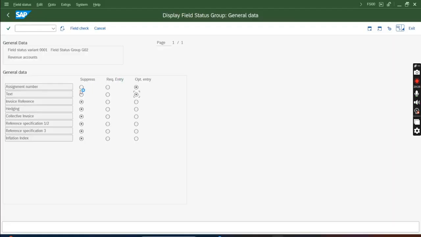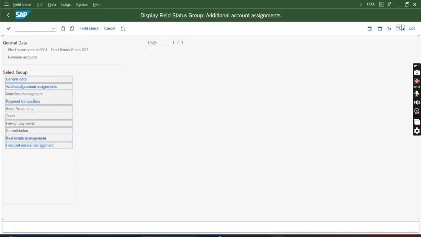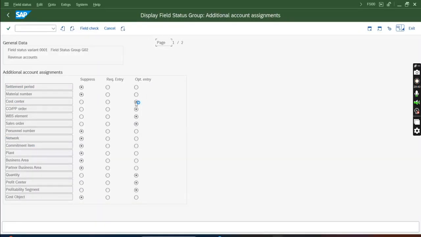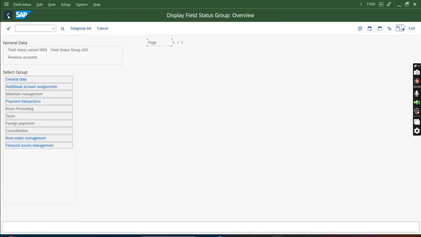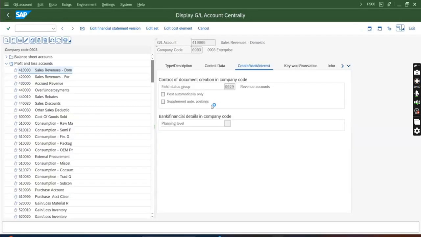Required entry is blank. And next, these 7 or 8 line item fields are hidden, suppressed. Some fields are suppressed, some fields are required, some fields are optional. For example, if I go to the account assignment data, you'll see these are optional entries and these are suppressed entries, though nothing is kept as required. So field status, I'll show you shortly when I do the field status variant.